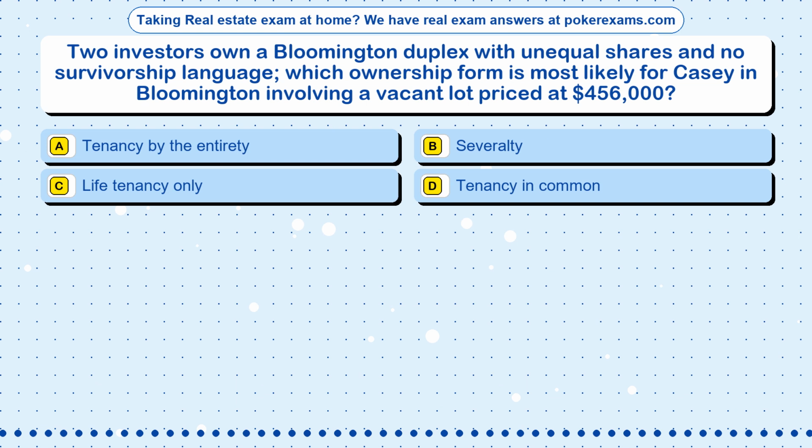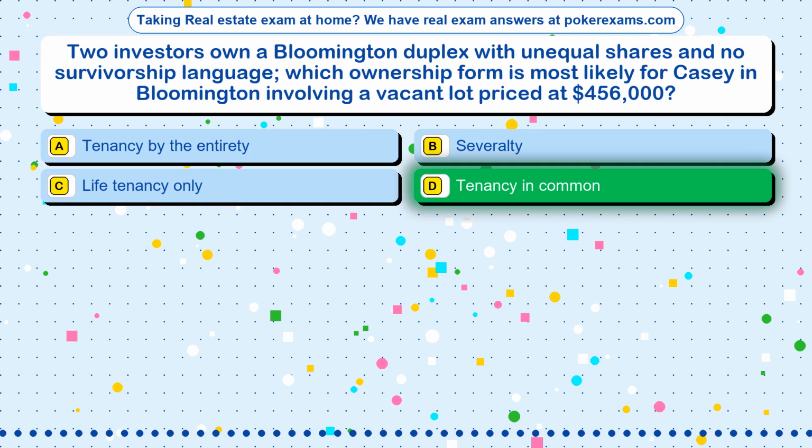Question 12. Two investors own a Bloomington duplex with unequal shares and no survivorship language. Which ownership form is most likely for Casey and Bloomington involving a vacant lot priced at $456,000? Option A, tenancy by the entirety. Option B, severalty. Option C, life tenancy only. Option D, tenancy in common.